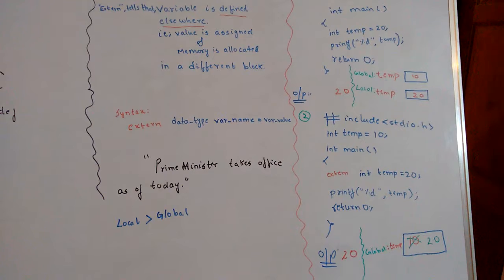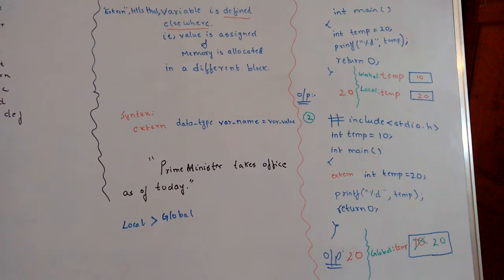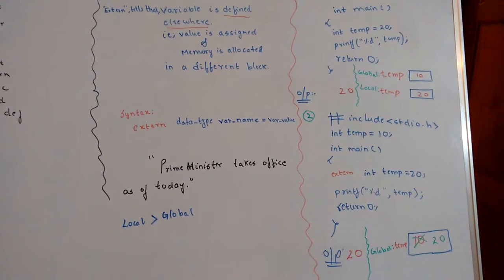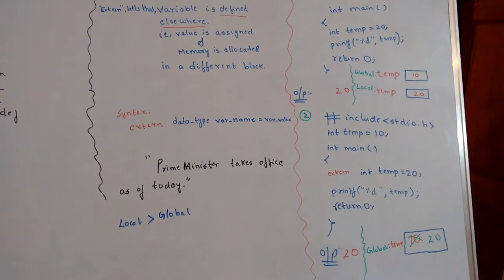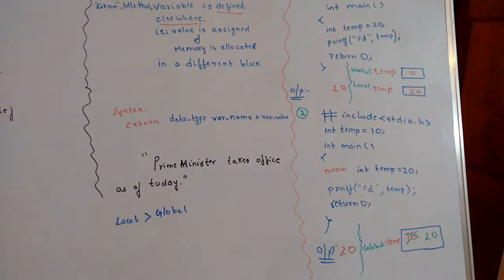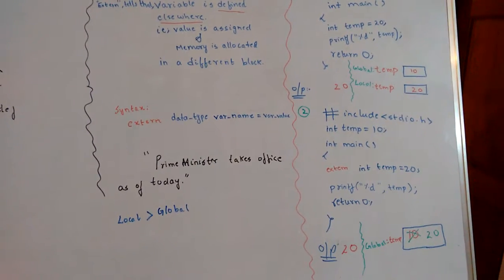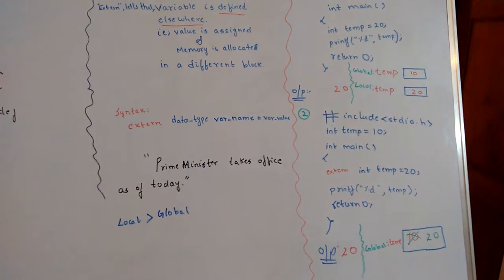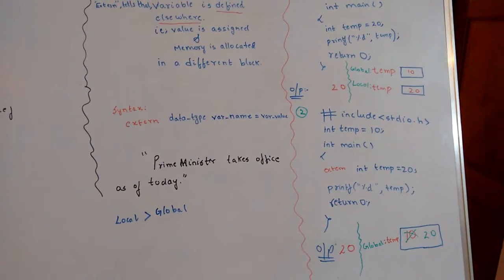Anyway, you can just look at the memory unit, how it will work. Initially, global variable temp would be 10. After saying extern int temp = 20, that 10 would be replaced by 20 in the same location. Afterwards, when I print temp with %d, it would print 20 as output, and I'm returning control from the main function.